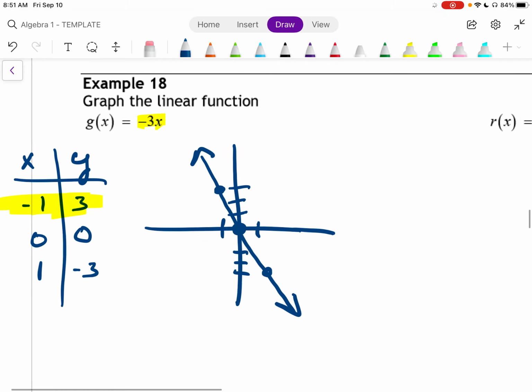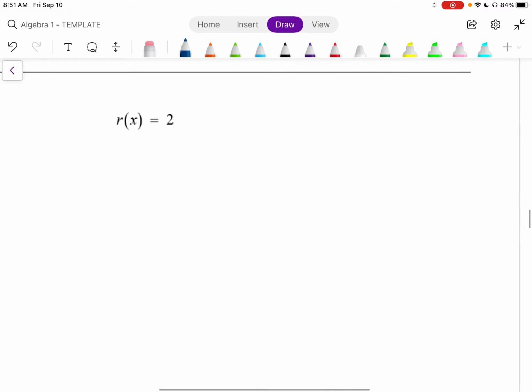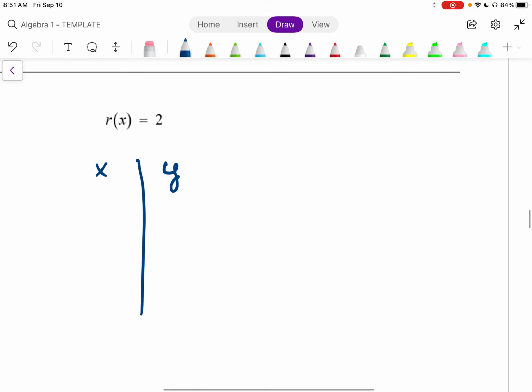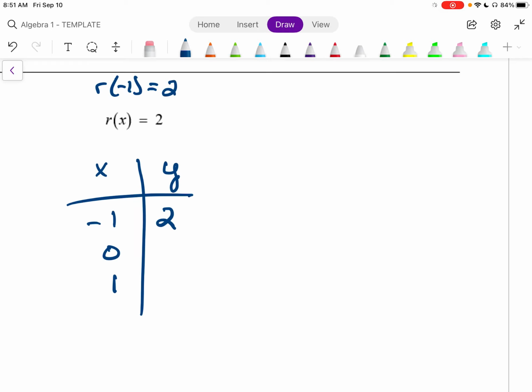So there's that one. And moving on to this one here, we have r of x equals 2. Just plain old 2. So this one's a little bit different. I'm still going to make a t-chart for this. I'll plug in negative 1, 0, and 1. Well, let's think about plugging in negative 1. Whenever you plug in negative 1, there's nowhere to plug it in, so you just get 2, right? Nothing changed. Whenever you plug in 0, you also get 2. Whenever you plug in 1, you get 2.